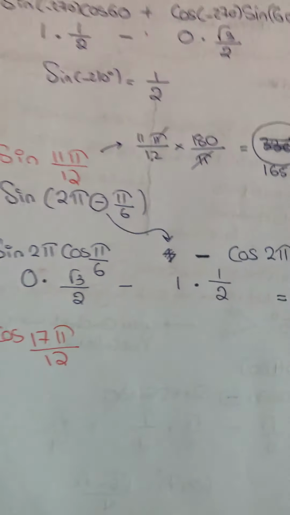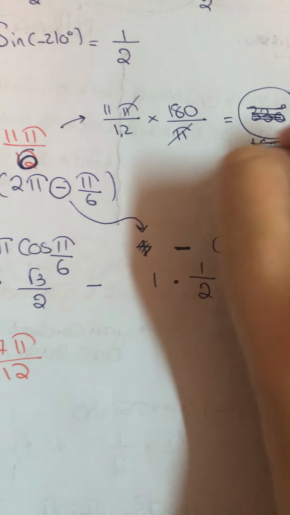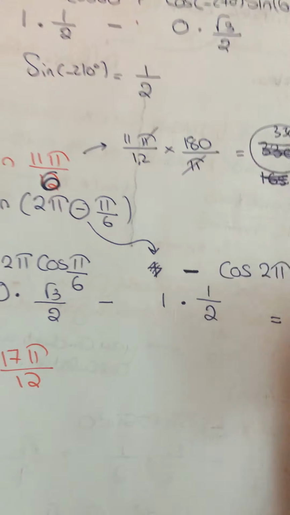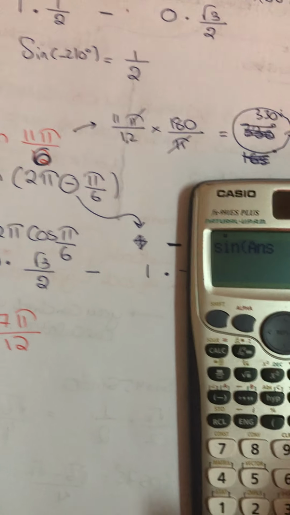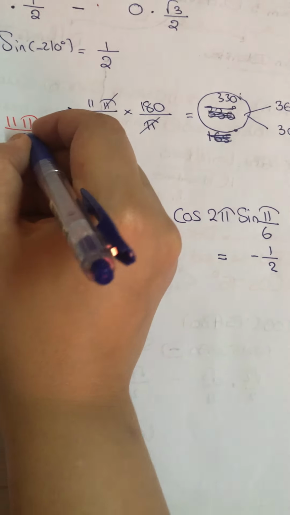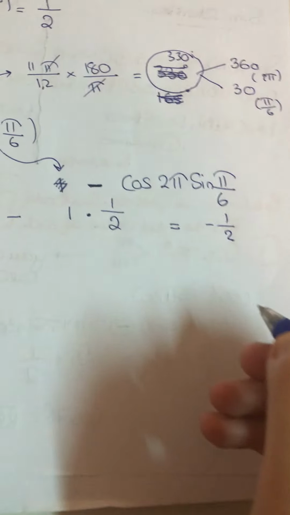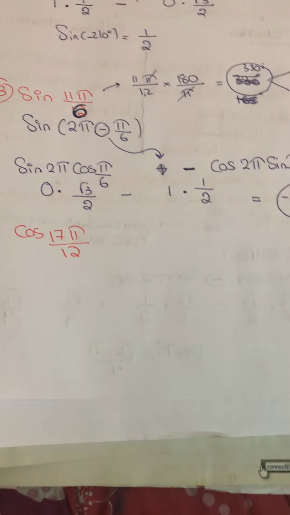So let's change the question to 11 pi over 6 so I don't repeat all of these, I will keep it as 330. And what is sine? The answer is negative half. Okay, I will just change the question. Maybe I did it as pi over 6. So the answer is negative half in this case.